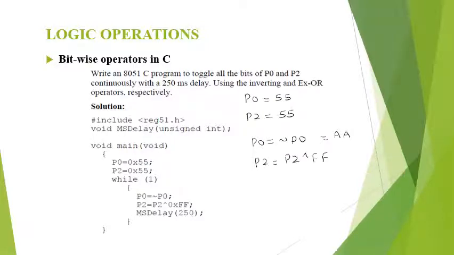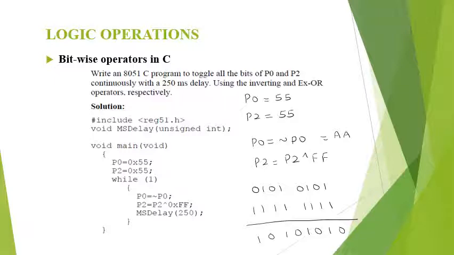So P2 is 0101 0101, FF is 1111 1111. So the XOR operation gives 1010 1010, that is AA. So P2 will be AA, and then the delay function is called with a delay of 250 millisecond. Then once again the while loop is executed.